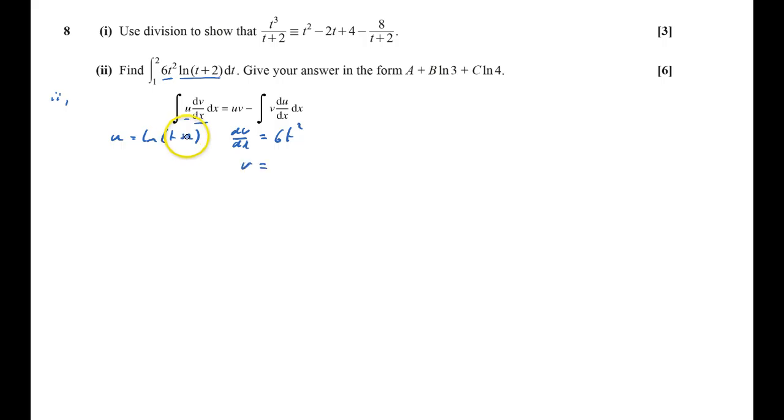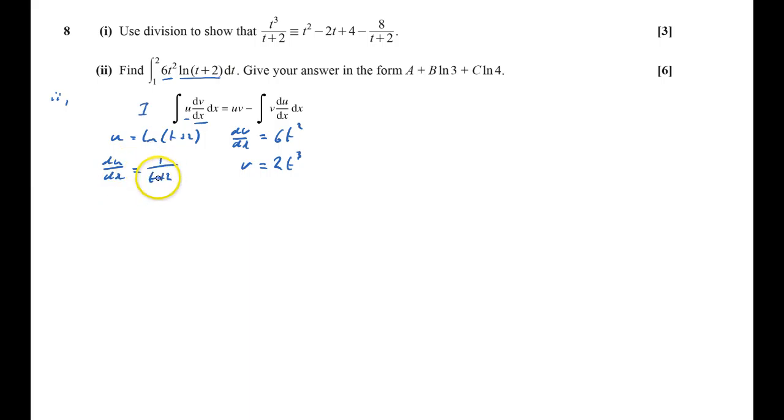So I can work out what v is, and I can work out what du by dx is. Differentiate that, and I get 1 over t plus 2, and then differentiate the bracket bit, and I get 1, so I don't need to change the top. Here I've got to integrate that, so power increase, so it'll be t cubed. That'll give me 3t squared. I need 6t squared, so I need to have 2t cubed. And now I can put it into my formula.